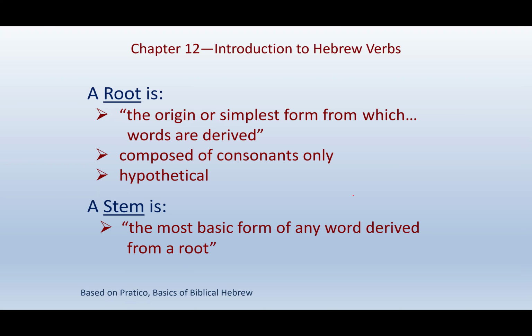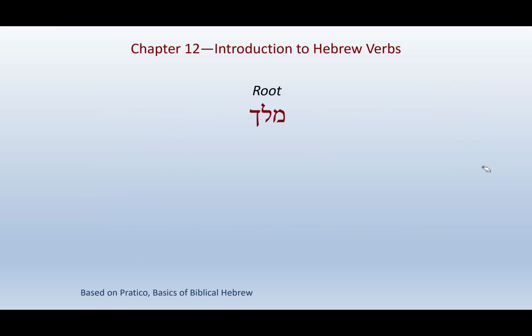A stem is the most basic form of any word derived from a root. So we have a root, we're going to derive a word from it, and the basic form is the stem. We want to keep track that a root and a stem are not the same thing. A root is here. A stem is here. The stem is not the root, and the root is not the stem. Of course, that's kind of an ugly picture of a flower. I'm sorry, that's about the best I can do. I've never had artistic talent. But just to illustrate that a root and a stem are different things. Now we'll talk about those things in more detail.